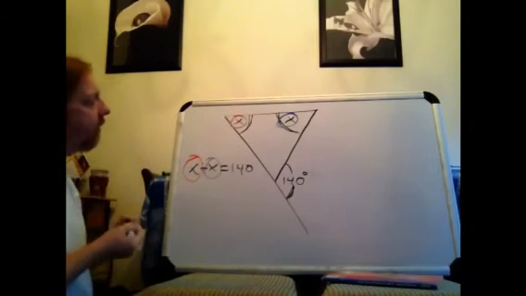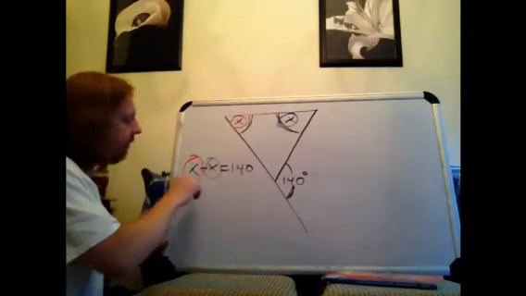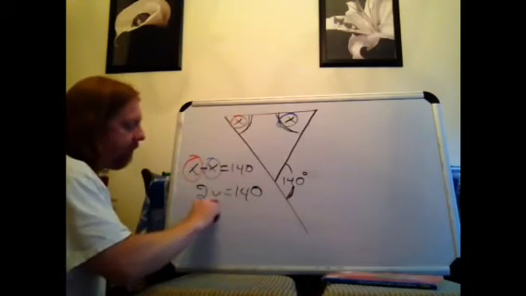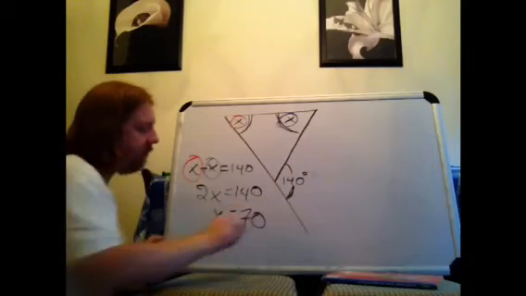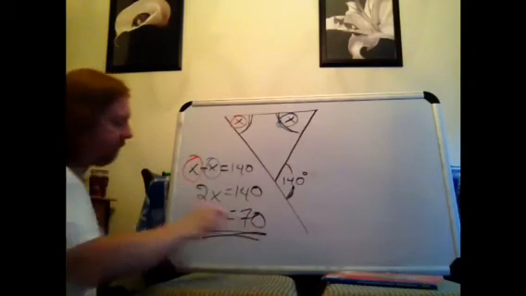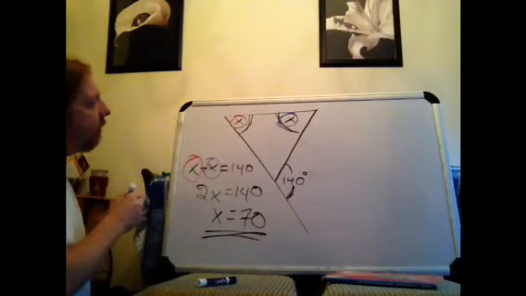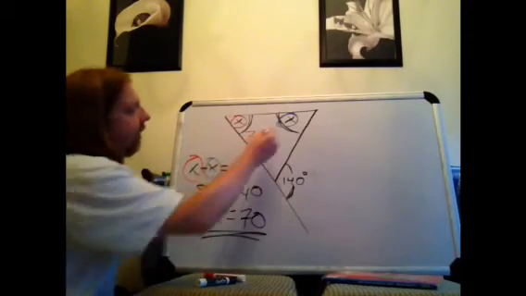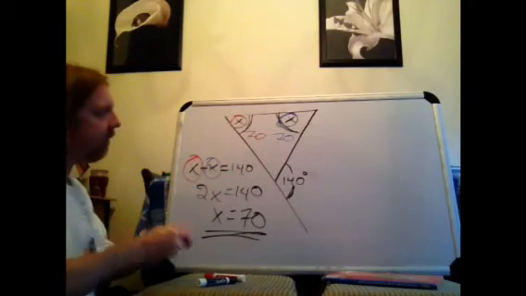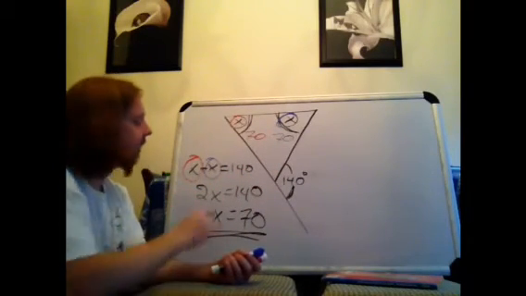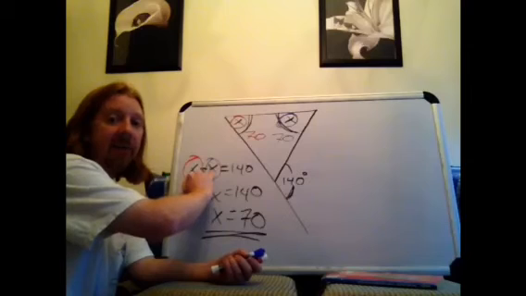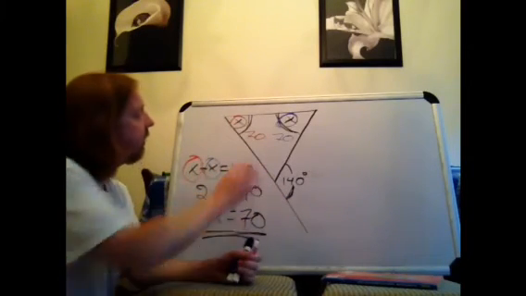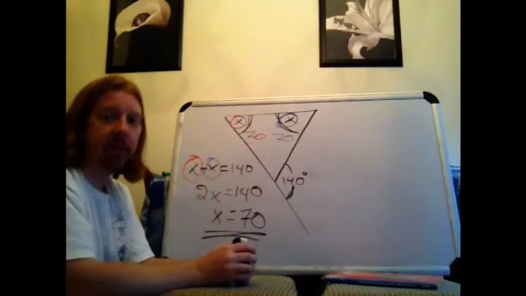So, I can now add these together. 2x is equal to 140, divided by 2, x is 70. So in other words, these angles up here must be 70 and 70. And that comes again from the idea that the two angles opposite the exterior angle should add up to that exterior angle. 70 plus 70 is going to have to be 140.